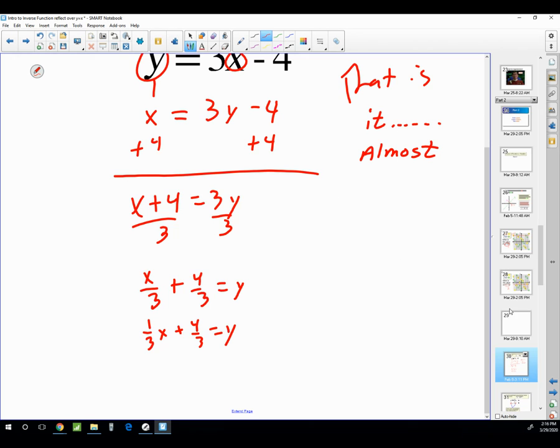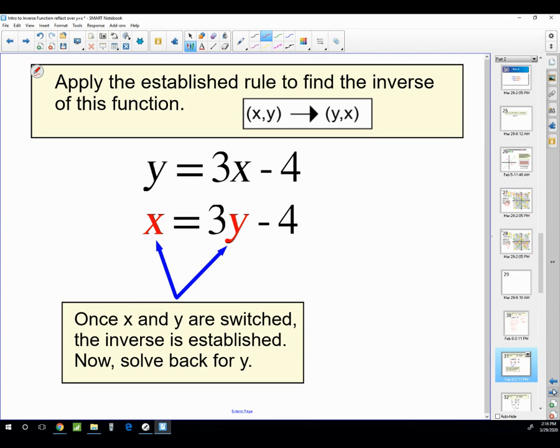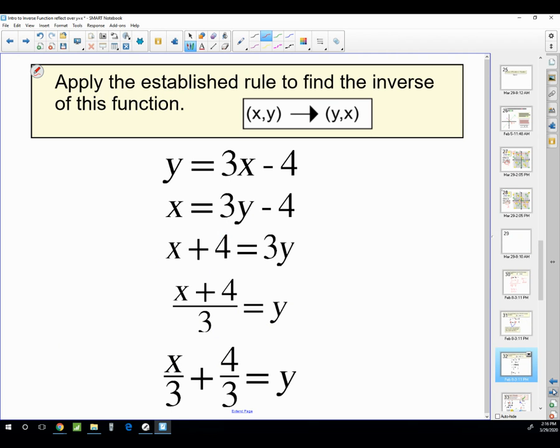I'm just going to point this out real quick. This is just recapping what we just did. We switched x and y. If you want to pause the video and read some of this, you can. All right, and then we just did that. Switch x and y, solve back for y.